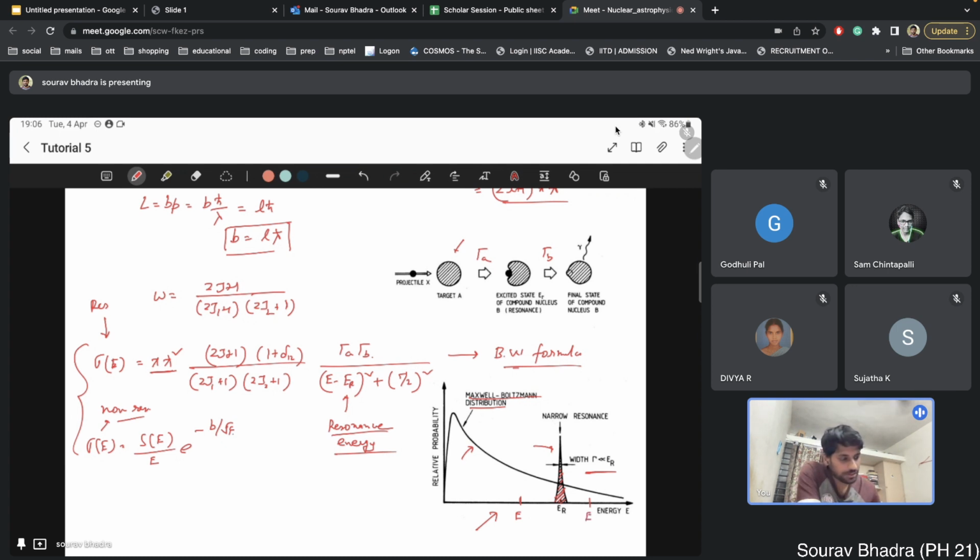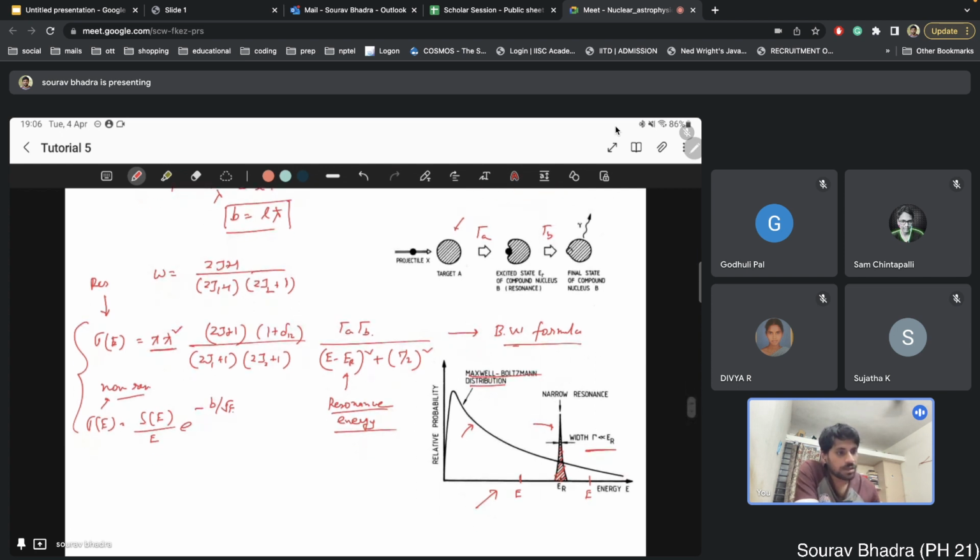So this was the point. If you put that Breit-Wigner formula in that mother equation of mean sigma v, you will end up with the expression.